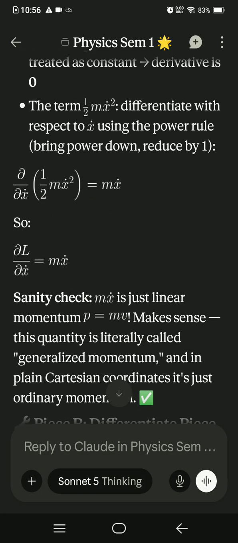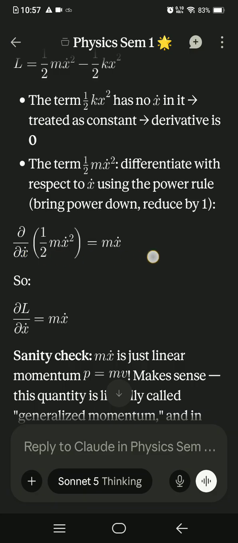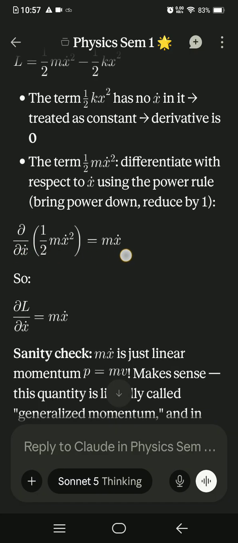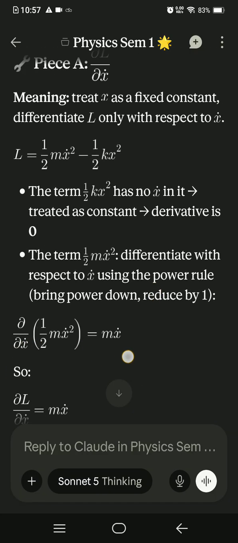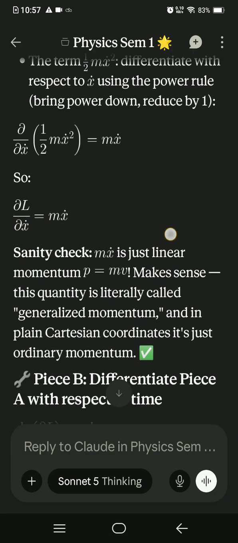I'll show you the maths part later. Just accept it for now if you don't know the maths part, because I myself had forgotten how to do the partial differentiation anyways. So we get this. Now we also have to take its time derivative, right?